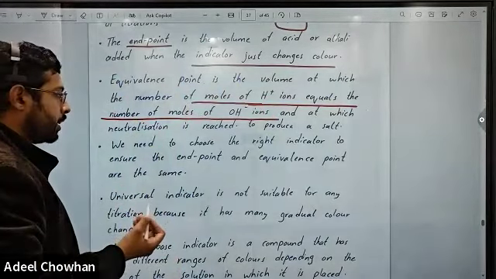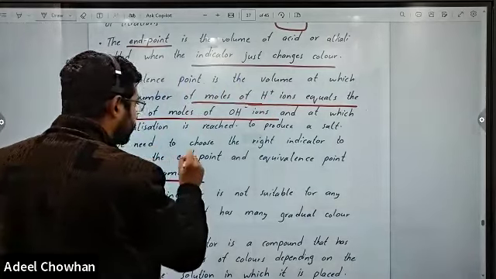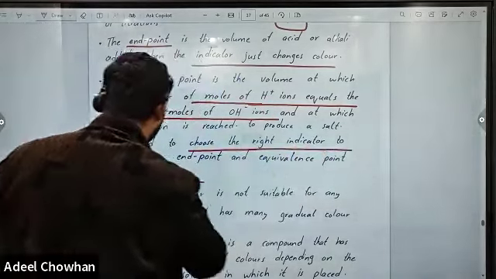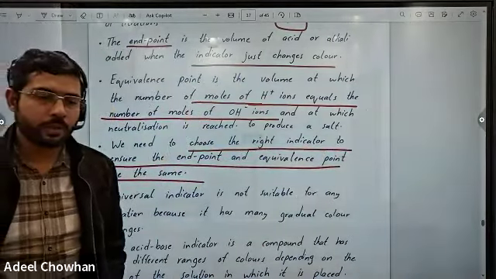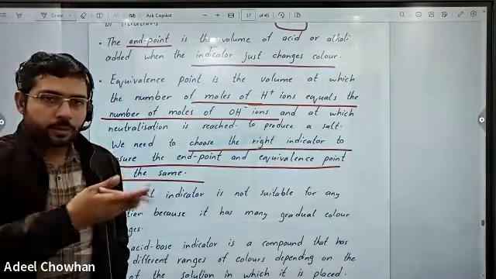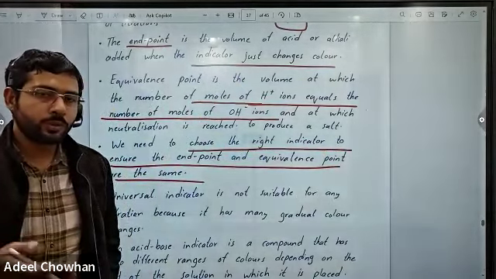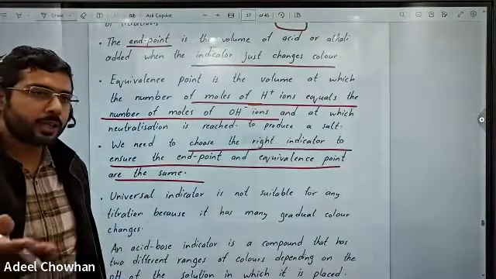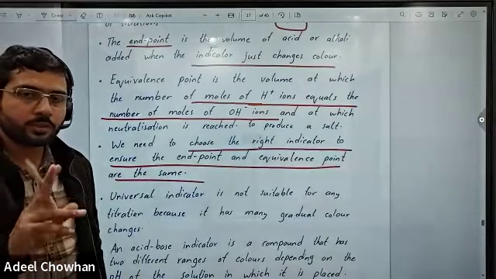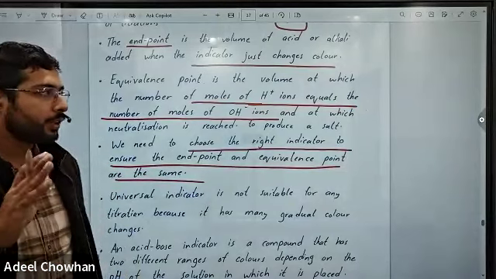We need to choose the right indicator to ensure the endpoint and the equivalence point are the same. So the choice of the indicator is based upon the equivalence point and the endpoint. This topic will be elaborated later on. We have to choose the right indicator for the pH range of the equivalence point as well as the pH range of the indicator. These two are basically merging at the same time, at the same value.